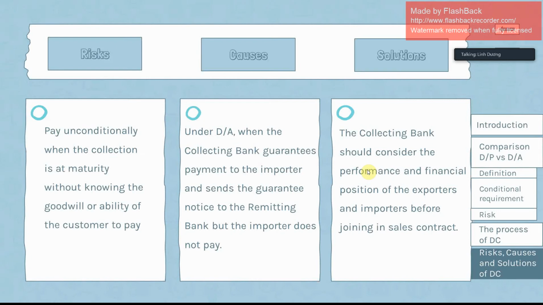And the solution for this is that the collecting bank should consider carefully the performance and the financial position of both the exporter and the importers before issuing the guarantee.